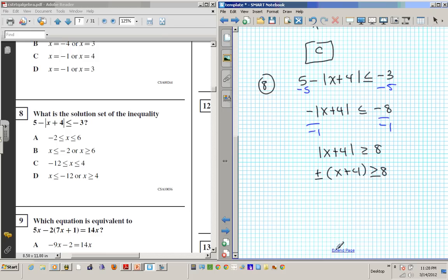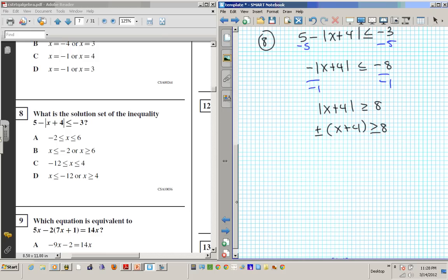Now, we're going to separate the equation into two parts. The negative part, x plus 4 greater than or equal to 8, or the positive part, x plus 4 greater than or equal to 8. Alright? So on the left side, distribute the minus to both. So we have negative x minus 4 is greater than or equal to 8. To finish this, we're going to add 4 and divide by negative 1. So let's do it. We add 4. We have negative x is greater than or equal to 12.